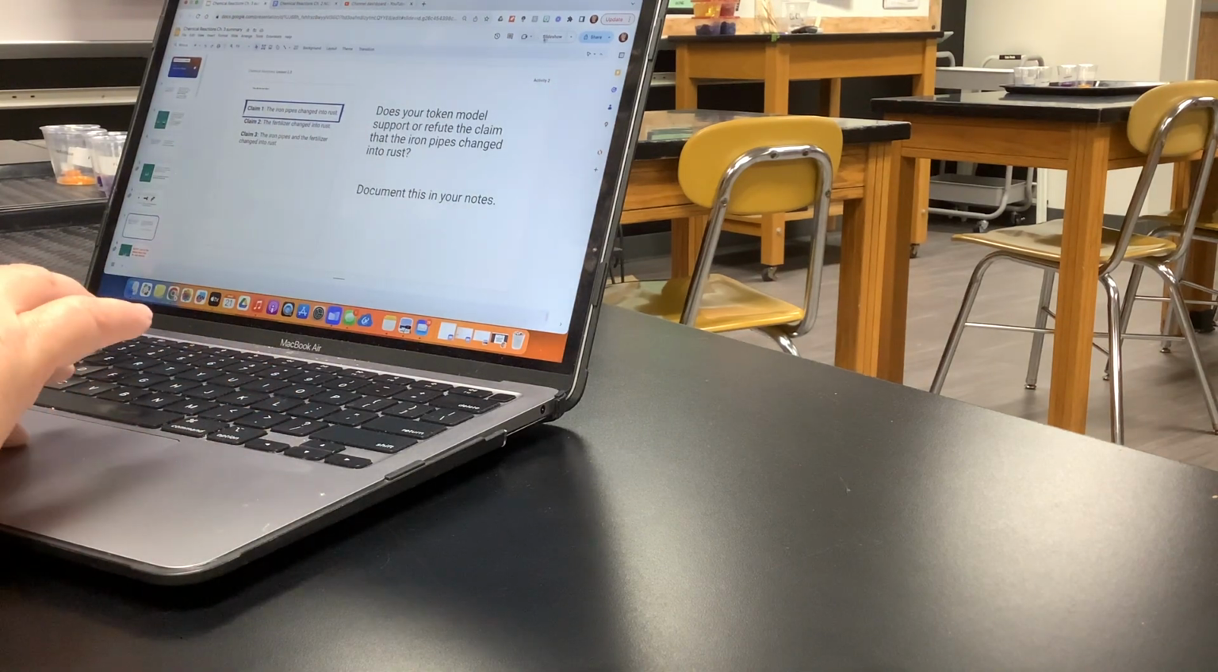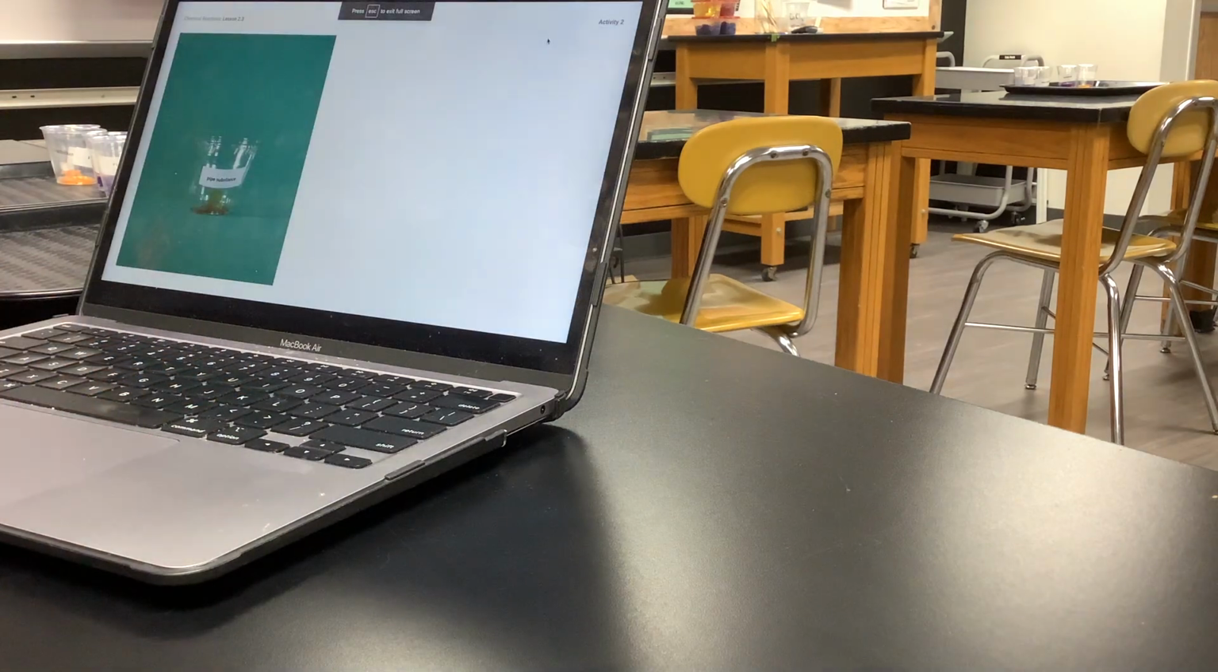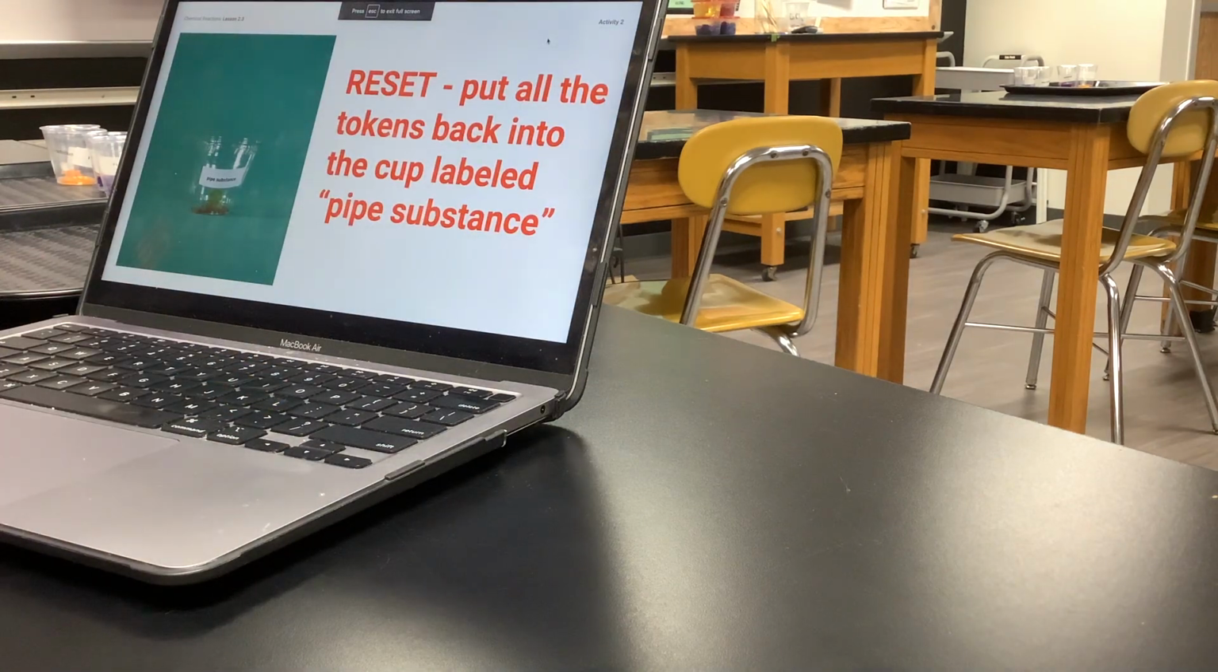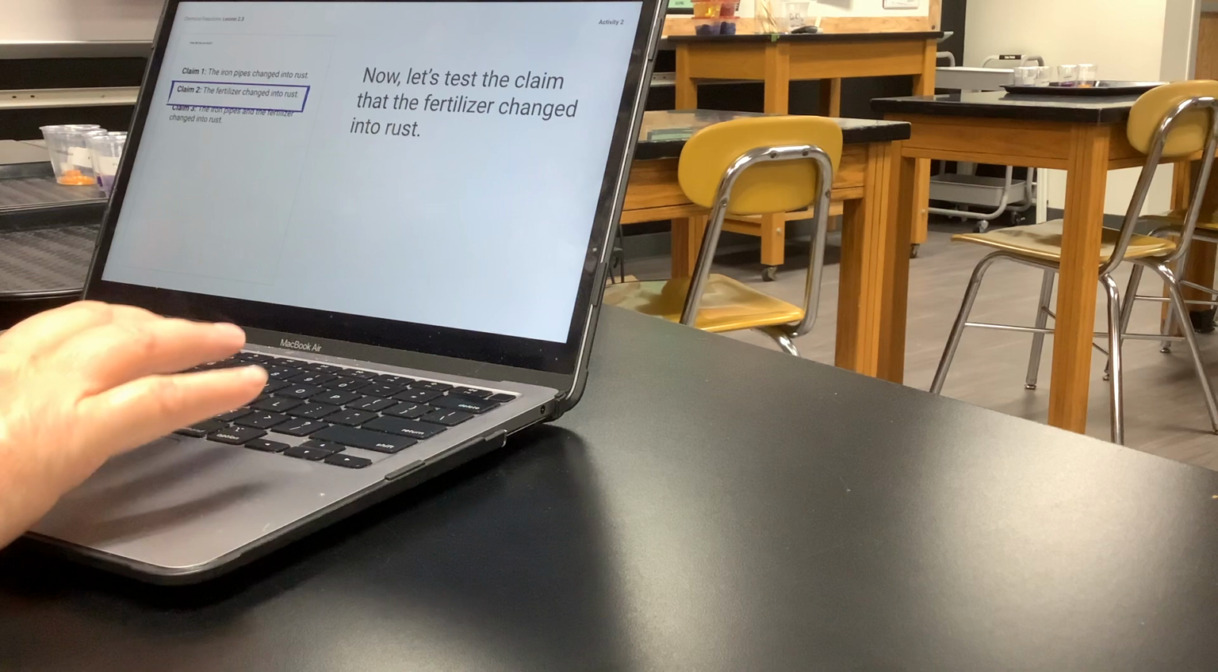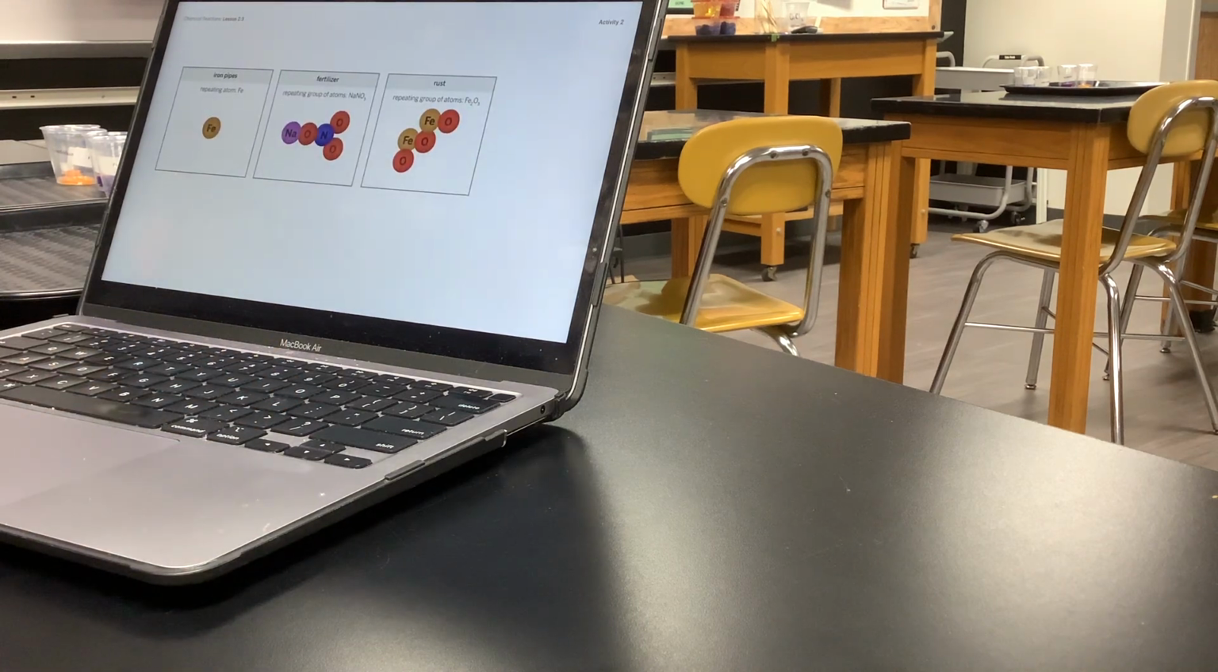Oops, where's my slideshow? There we go. All right, so I told the kids to reset it, and let's move on. Now we're going to test the claim that the fertilizer changed into rust. So I reminded them what the fertilizer molecule looks like.